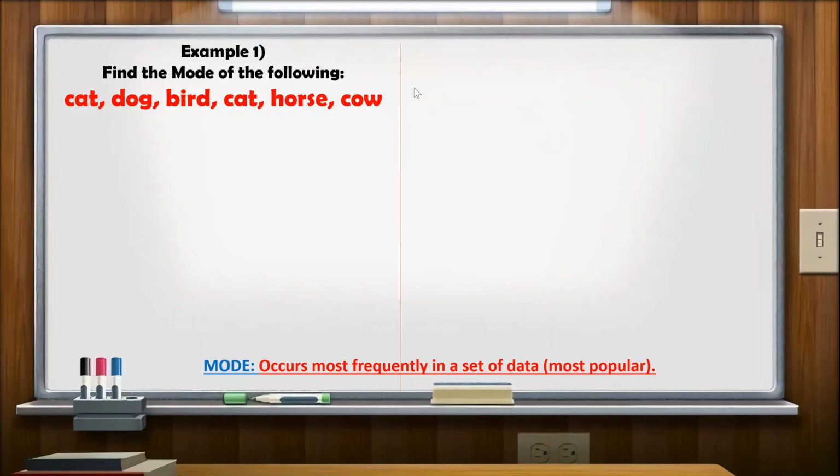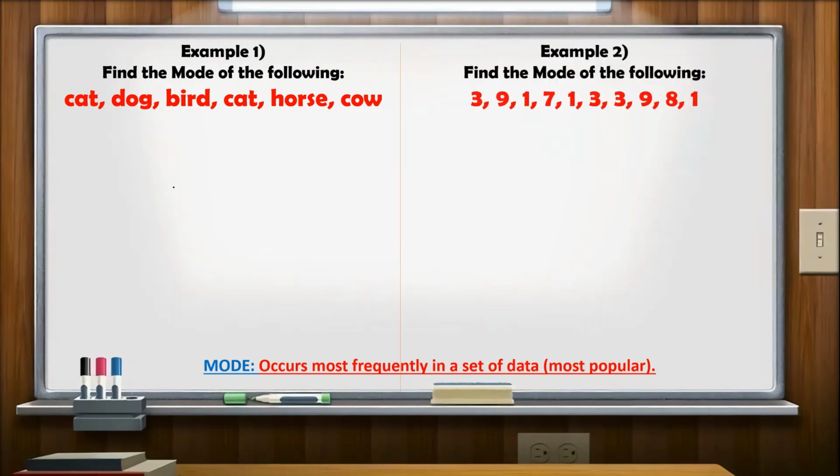Now before going into the examples, it'd be a good idea to know what mode is. Mode is the piece of data that occurs most frequently. The way I tend to remember this is mode and most sound alike, so I am looking for the piece of data that is most popular.